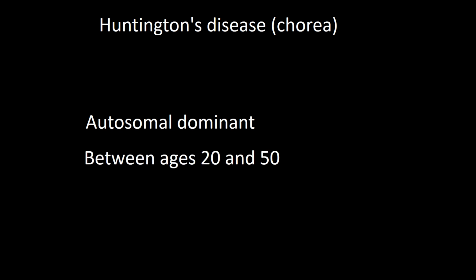Huntington's chorea is an autosomal dominant condition. It tends to present in patients between 20 and 50 years of age, and is subject to anticipation, meaning it starts sooner and is worse in subsequent generations of affected families. Huntington's chorea is due to a mutation in chromosome 4 at the p16.3 locus.